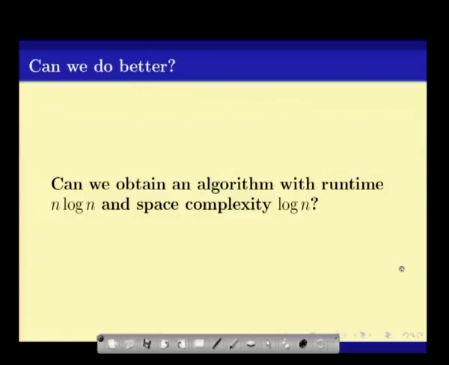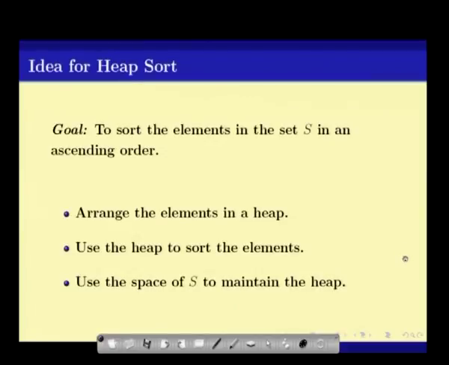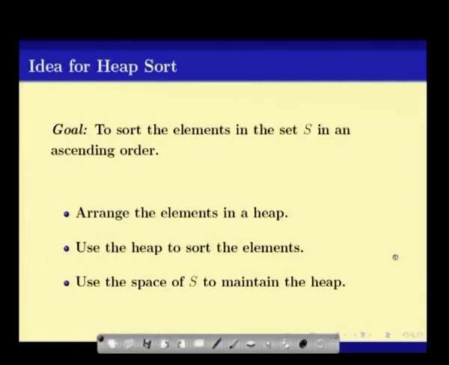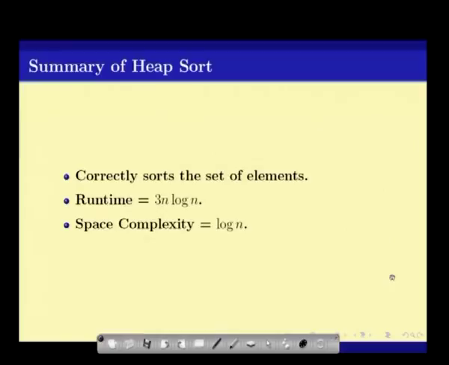The next question was, can we combine the best of both worlds? That is, can we obtain an algorithm with runtime n log n and space complexity log n? And the answer was yes, it can be done in the case of heap sort. In heap sort, we basically do everything like an insertion sort, except instead of using a sorted list to maintain the sorted elements, we maintain it in a heap. So, we arrange the elements in a heap structure and use the heap to sort the elements. This obtains a runtime of thrice n log n, whereas it does not need any extra space. So, the space complexity becomes log n.